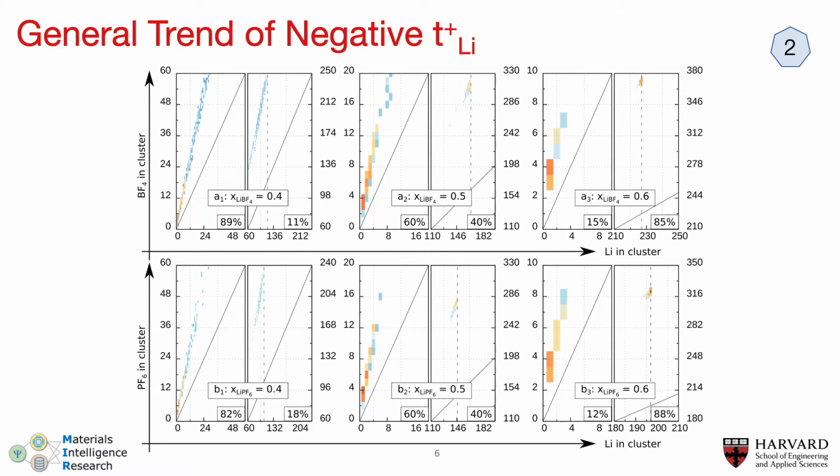I want to draw your attention to the small percentage number at the bottom right of every subplot. That's the fraction of clusters in that specific subplot. As you can see, there is a consistent shift from small and probably more mobile clusters when the transference number is negative to bigger clusters when the transference number is positive.